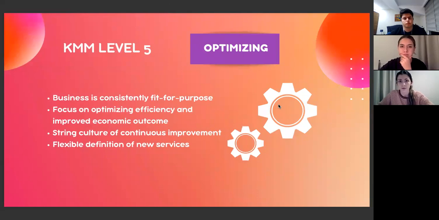At level 5, optimizing: at this level, businesses are consistently fit for purpose, and it focuses on optimizing efficiency and improved economic outcomes, and it has flexible definition of new services.